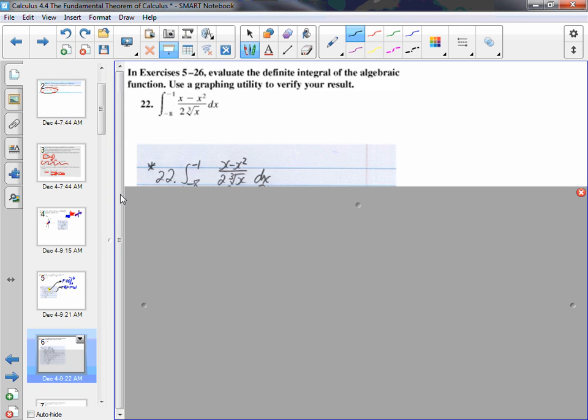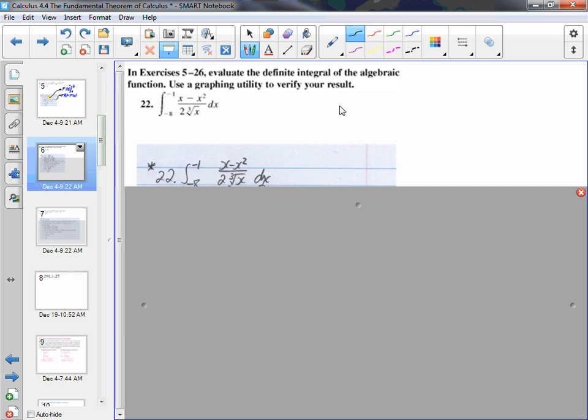All right, let's do another one. Number 22. Evaluate the definite integral. Check it on your calculator. Number 22. We have the integral from -8 to -1 of x minus x squared divided by 2 times the cube root of x. And it ought to be scary because we can't find the antiderivative of that function. So we're going to have to rewrite.